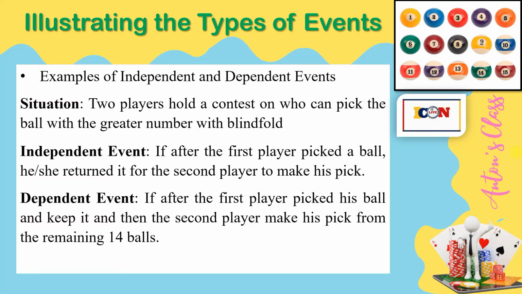So in other words, for independent events, the two players may have the same ball or the same numbered ball. But for dependent events, the first and the second player will have different numbered balls.